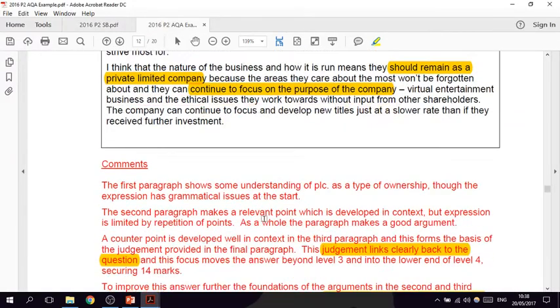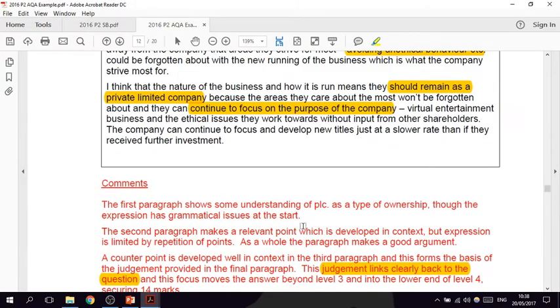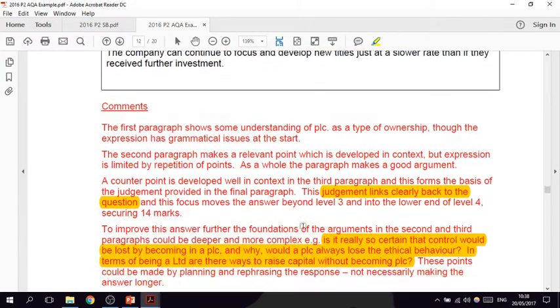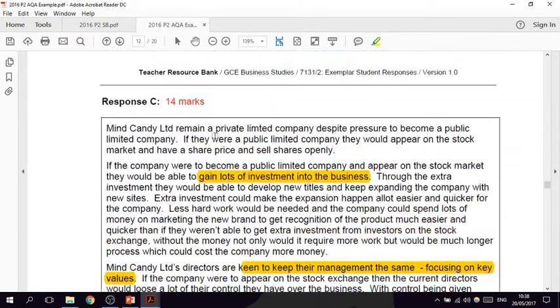The feedback on the answer: the first paragraph shows some understanding of PLC as a type of ownership, although the expression has grammatical problems at the start.